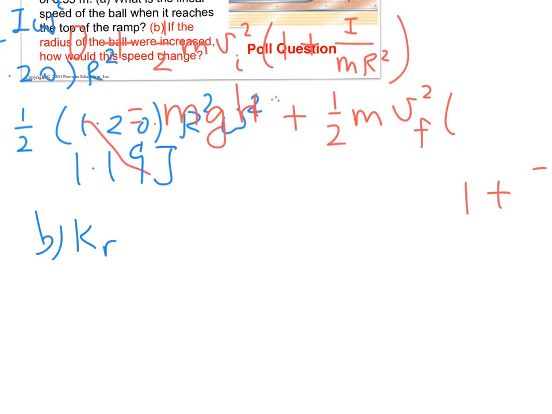Anyway, you can just go do it, right? You have 1/2 m v final squared times (1 plus I over m r squared). Okay. Now, yes. Could you just write that part on the board after?